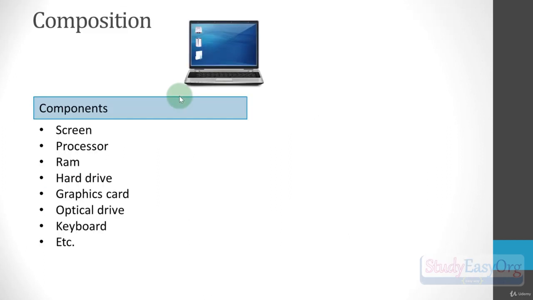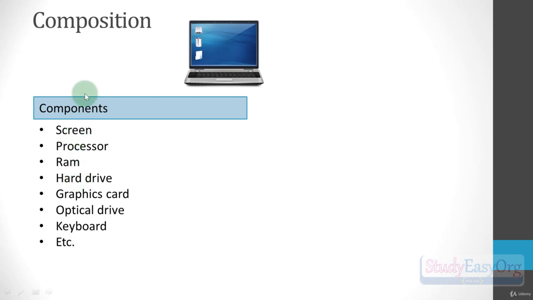Now what is a composition? For example, we are coding a program which depicts a laptop. Now what is a laptop? A laptop is a composition which consists of multiple components which work together as a team to solve a purpose, right? So a laptop is a composition. Now what are the components in this laptop composition? The components could be like screen, processor, RAM, hard drive, graphic card, optical drive, keyboard, etc. So all of these components build a laptop, right?